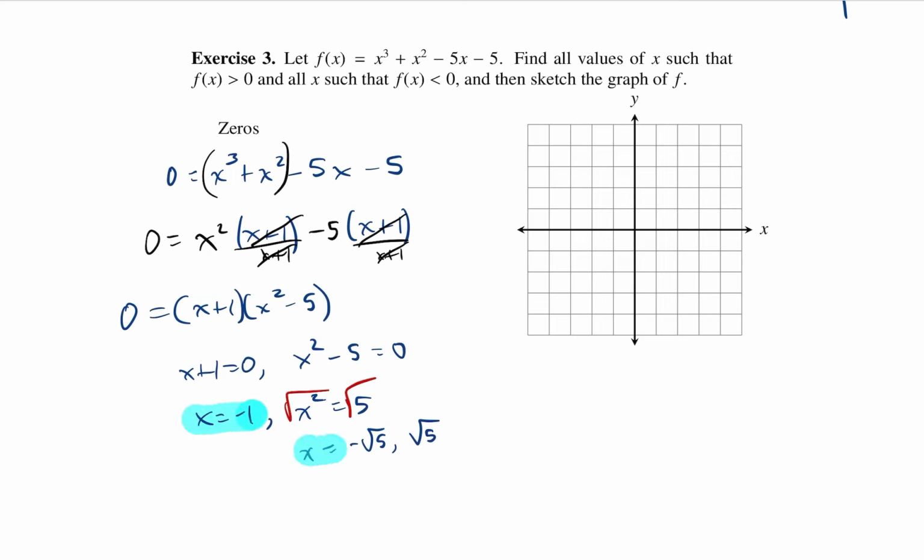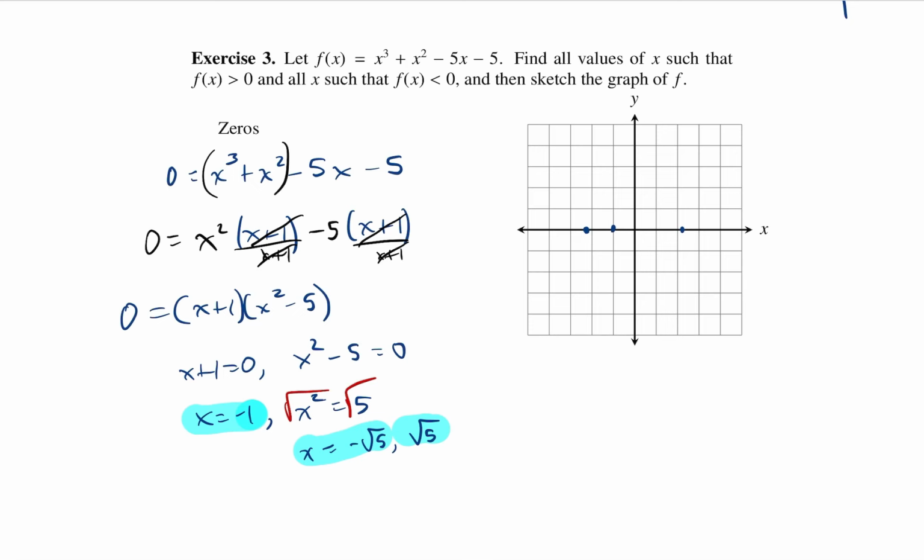1, 2, 3. So we can graph those first. Let's start off with that. So negative 1 would be here. Radical 5 is approximately 2.2. So that would be positive 2.2 about right here, and negative 2.2 would be about right here. All right, so we have our 1, 2, 3 zeros.